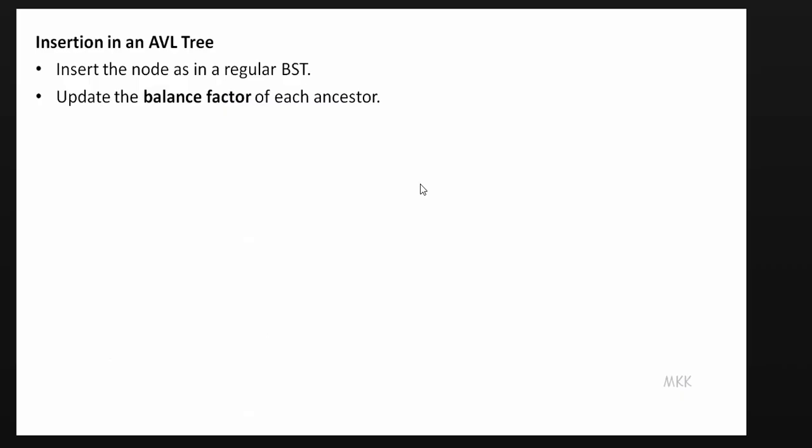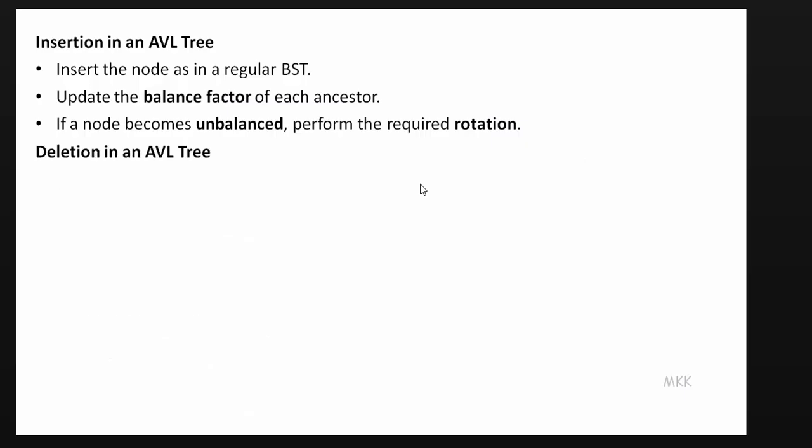Update the balance factor of each ancestor. Every time you must update the balance factor. This root value is 0. Always minus values will be on the left side, and plus values will be on the right side. This is the balance factor of that root node. In such a way, every subtree, every sub-root node will have a balance factor. If a node becomes unbalanced, perform the required rotation.